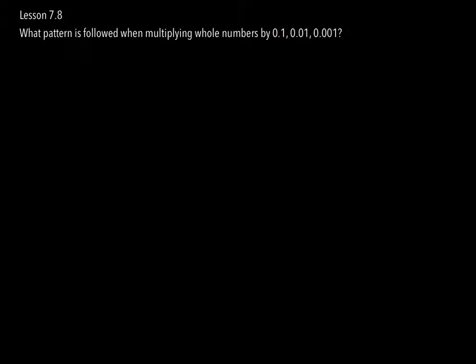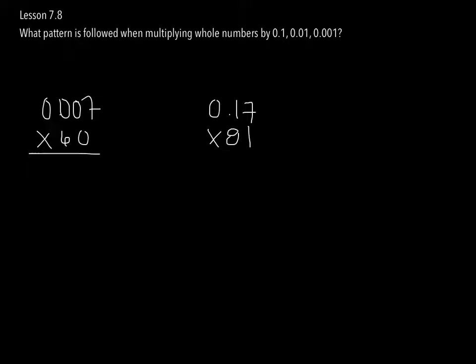Okay, but let's start off with some review of what we worked on with lesson 7.7. So we've got 0.007 times 60. Then we have 0.17 times 81. And then your final review problem, 940 times 0.2. Alright, so pause the video, solve the problems, and when you're done, restart the video and check and see how you did.